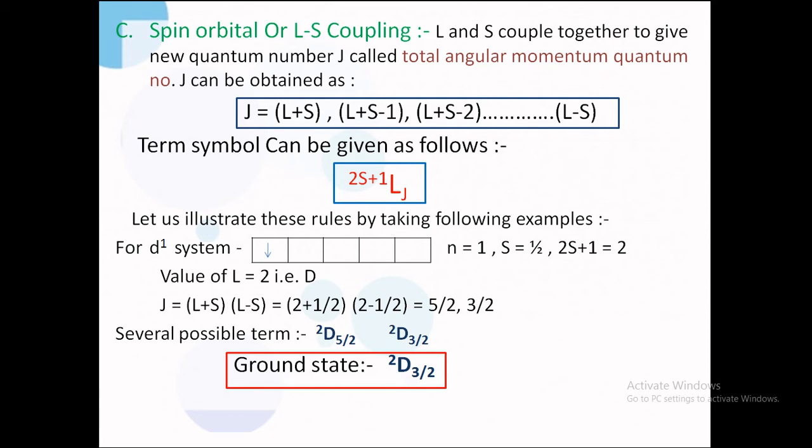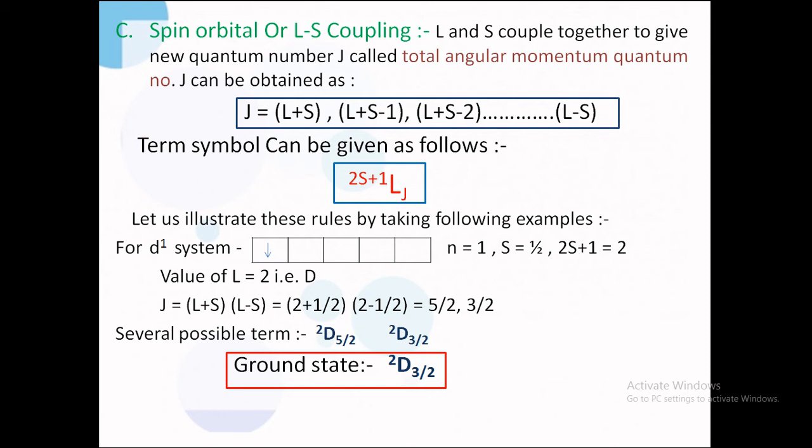The value of J, as we discussed earlier, extends from L plus S to L minus S, so we get two values of J, which are 5/2 and 3/2. So the terms possible for this d1 system are 2D 5/2 and 2D 3/2.